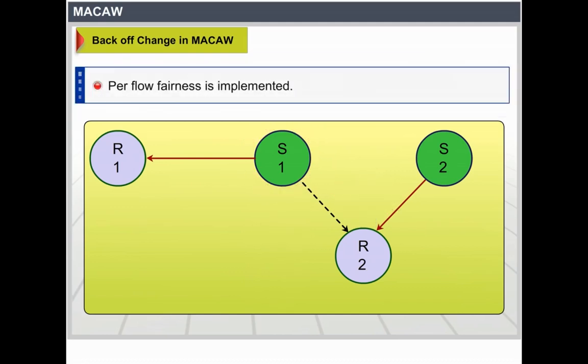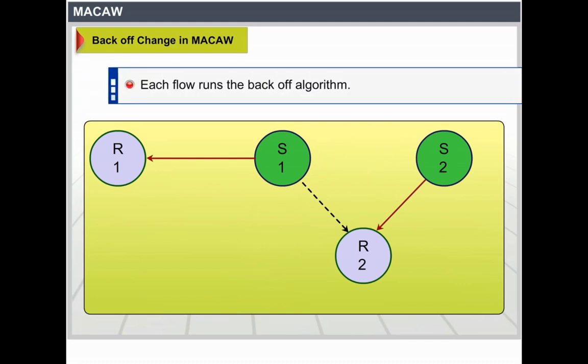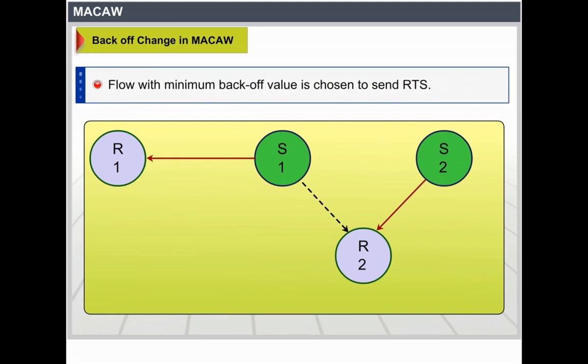Per flow fairness is implemented. Each flow runs the backoff algorithm. The flow with the minimum backoff value is chosen to send RTS.